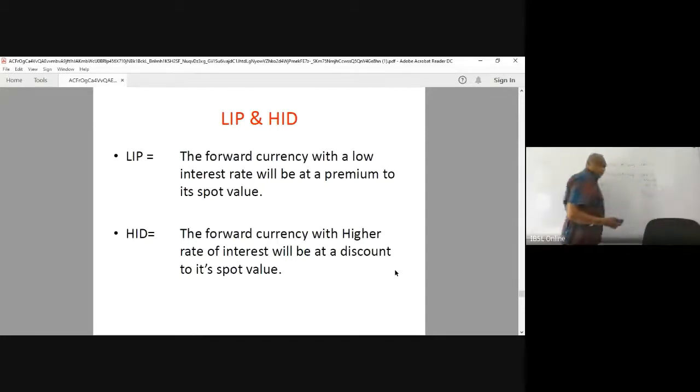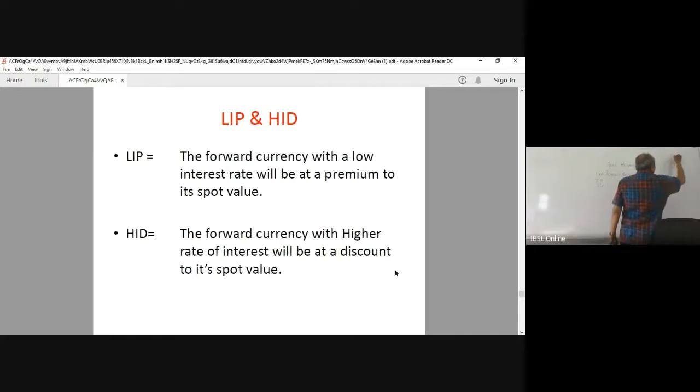Euro US dollars. Euro is the base currency, going to dollars. Euro US dollars. Let's check the spot rate, 1.605. The euro interest rate is 1.75% per annum. The dollar interest rate is 1.25% per annum.